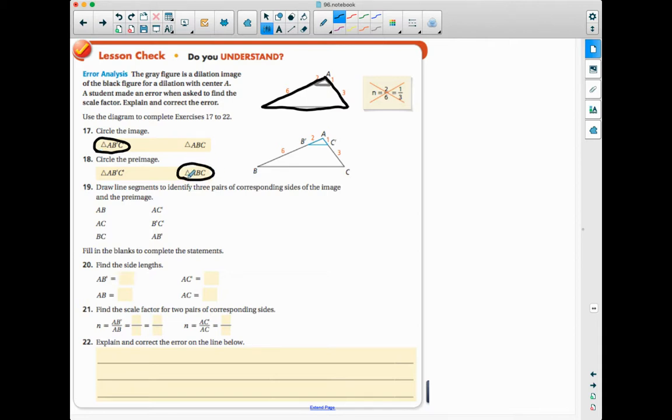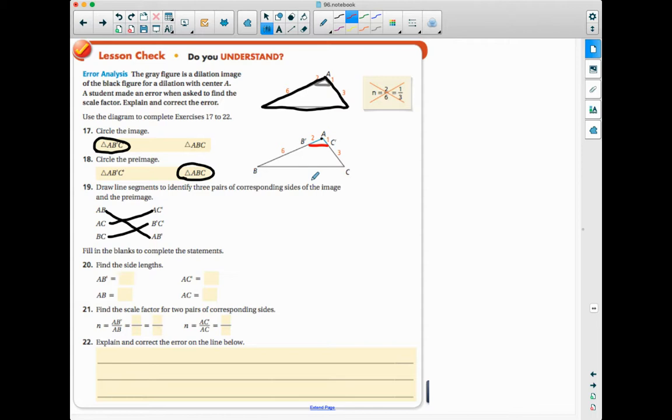Draw line segments to identify 3 pairs of corresponding sides in the image. We know that segment AB is going to correspond to segment AB prime. So now, how come A doesn't have a prime on it? Well, the reason is because A is the center of dilation, right? So A is going to stay on top of itself. AC corresponds to AC prime. And then BC corresponds to B prime, C prime. This segment right here, B prime, C prime, is the only one that doesn't touch the center of dilation. So that one, the whole thing is going to change.